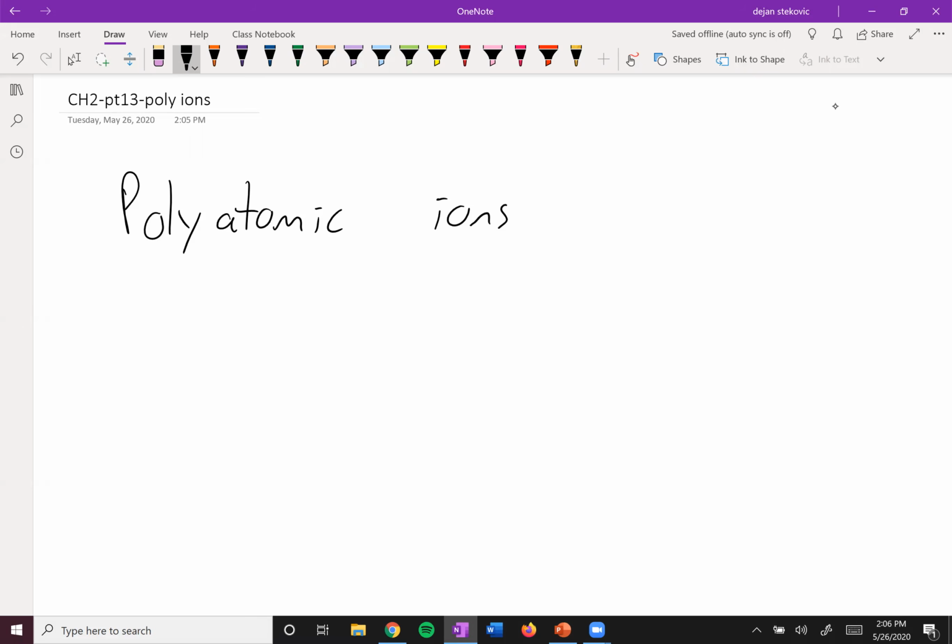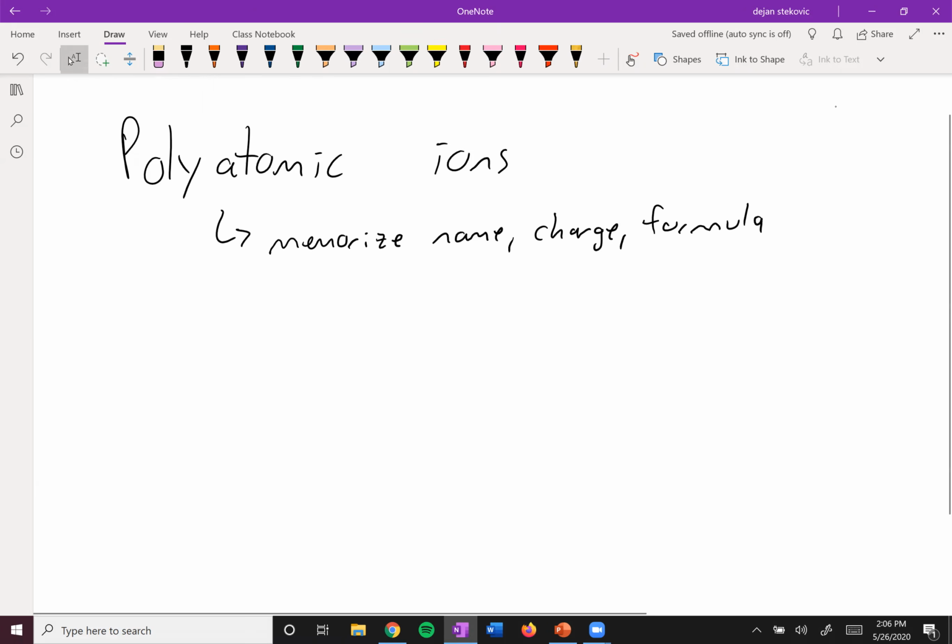All right, so sometimes multiple nonmetals will combine to form an ion. These are known as polyatomic ions. For now, what we want to do is memorize the name, the charge, and the formula of all of these polyatomic ions. So let's just start getting through it. You'll see these are very commonly mentioned in the course.